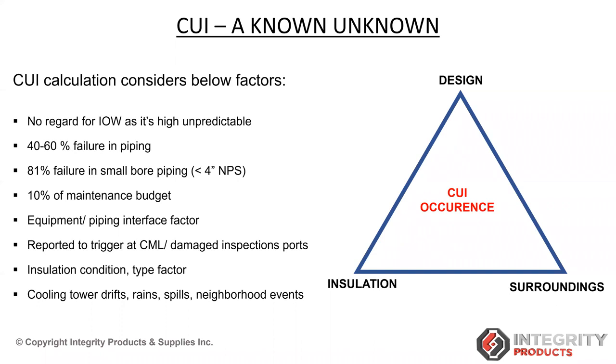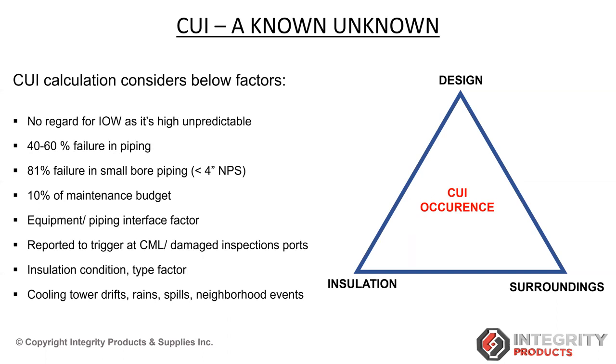But with CUI, even when it's happening, we cannot actually predict how much we have to reduce or derate the vessel or the asset. So that's why it doesn't record for any IOWs. And the other problem with CUI is that it's a very frequent damage mechanism in the piping system. It's a reported fact that 40 to 60% of failures in process piping are because of CUI.